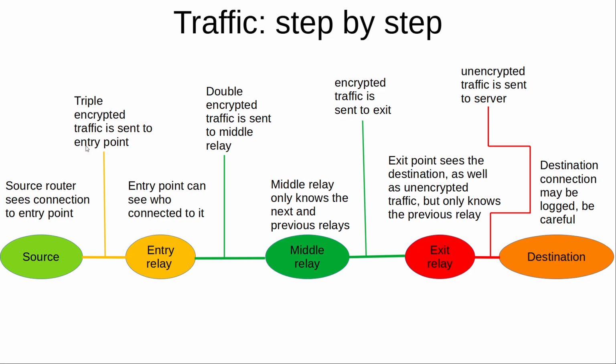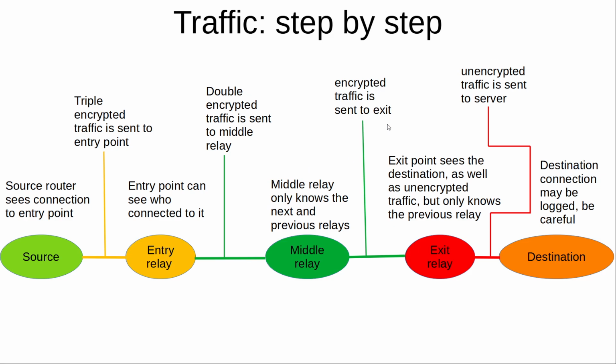Your traffic is encrypted 3 times, really. I won't go over the connection protocol, but it will be triple encrypted when it hits the entry relay. The entry point can see you connected to it. Then the entry relay sends off the packet to the middle relay, which is double encrypted. The middle relay is a very safe setup. It only knows that there's a relay behind it and ahead of it, and it really doesn't know anything. Very simple and secure and safe.